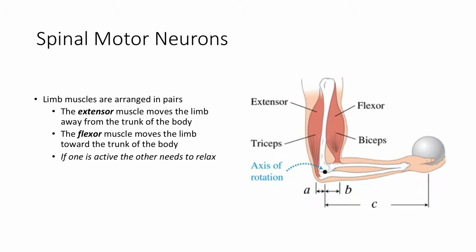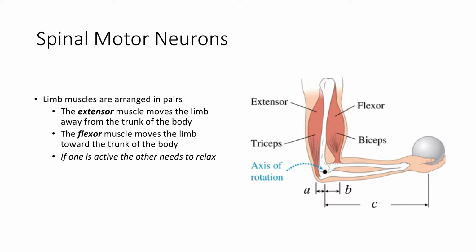Okay, so all movements eventually depend on the spinal cord neurons that connect to our muscles. Limb muscles are always arranged in pairs. One member is the extensor muscle, and this will move the limb away from the body. The other member is the flexor muscle, and this will move the limb towards the body. Connections between the spinal cord interneurons and motor neurons cause the muscle pairs to work in concert. So when one of them contracts, the other one has to relax.